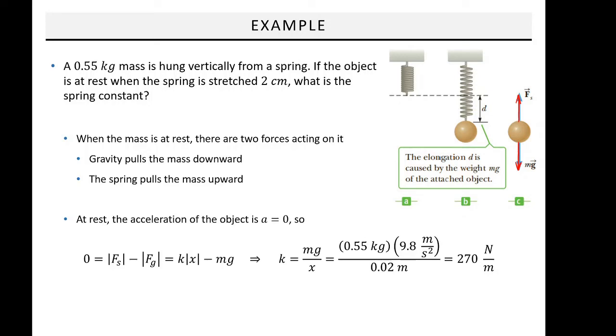So let's look at Newton's second law that says that ma is equal to the net force on the object. Since a is 0, we can set the left side equal to 0, and then the net force is going to be the sum of the two forces. So you have the spring force pointing upward, so that is going to be positive. Gravity is pointing downward, so I use a minus sign for that.